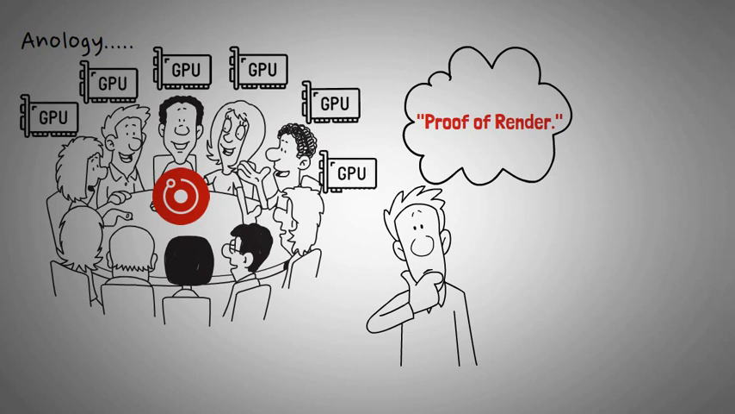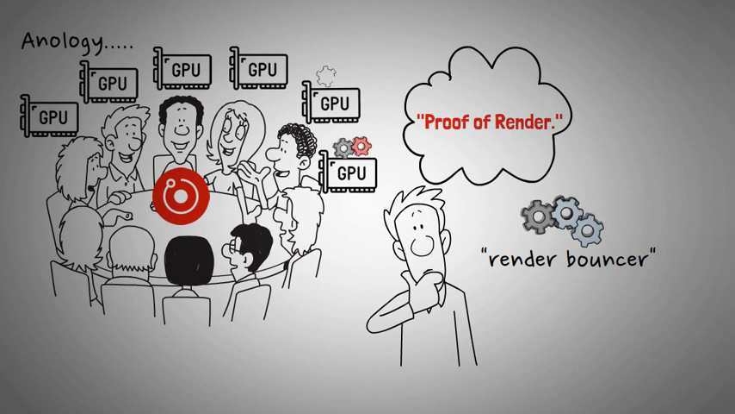To ensure that everyone is actively involved and pulling their weight, you create a system where guests must show proof of their render capabilities before being allowed to join the party. Just like a bouncer at the entrance of a club checks IDs, you have a render bouncer who verifies that each guest has the necessary rendering skills and resources. Once inside the party, everyone is eager to contribute and help out.